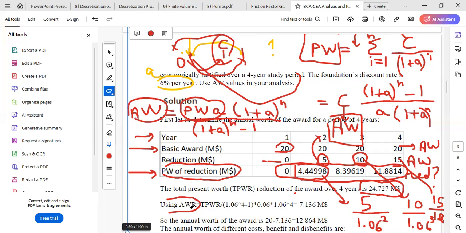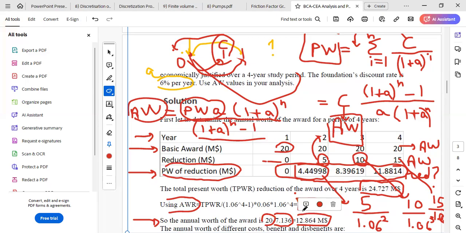Since I evaluated the present worth of total reduction, and I want to deduce the annual worth of total reduction, I can find that this is equivalent to having an annual worth reduction of total value divided by 1.06 to the power 4 minus 1. So as you can see here, we are applying this formula, times the rate, which is 0.06, times 1.06 to the power 4. So this is equivalent to have a reduction of $7.136 million per year. Okay, so now we can say that the annual worth of the award is constituted by the basic award minus the annual worth reduction, which is $7.136 million. So the annual worth of the award will be $12.864 million. So we are done with the annual worth of the award.